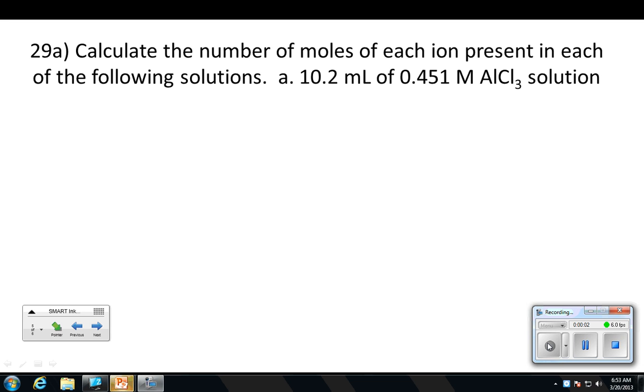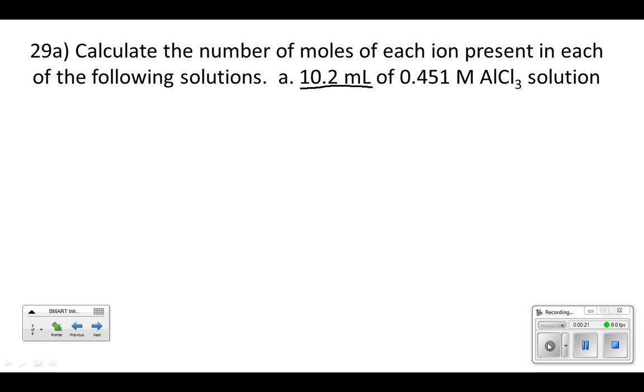Problem 29A on page 556 in the textbook says calculate the number of moles of each ion present in each of the following solutions. And so for part A, that's 10.2 milliliters of 0.451 molar aluminum chloride solution. So let's look at this problem here. We are given a volume of solution, and here would be its molarity of aluminum chloride. And we are asked to find number of moles, and please notice this, that it's of each ion. So this is going to require an extra step from other molarity problems.